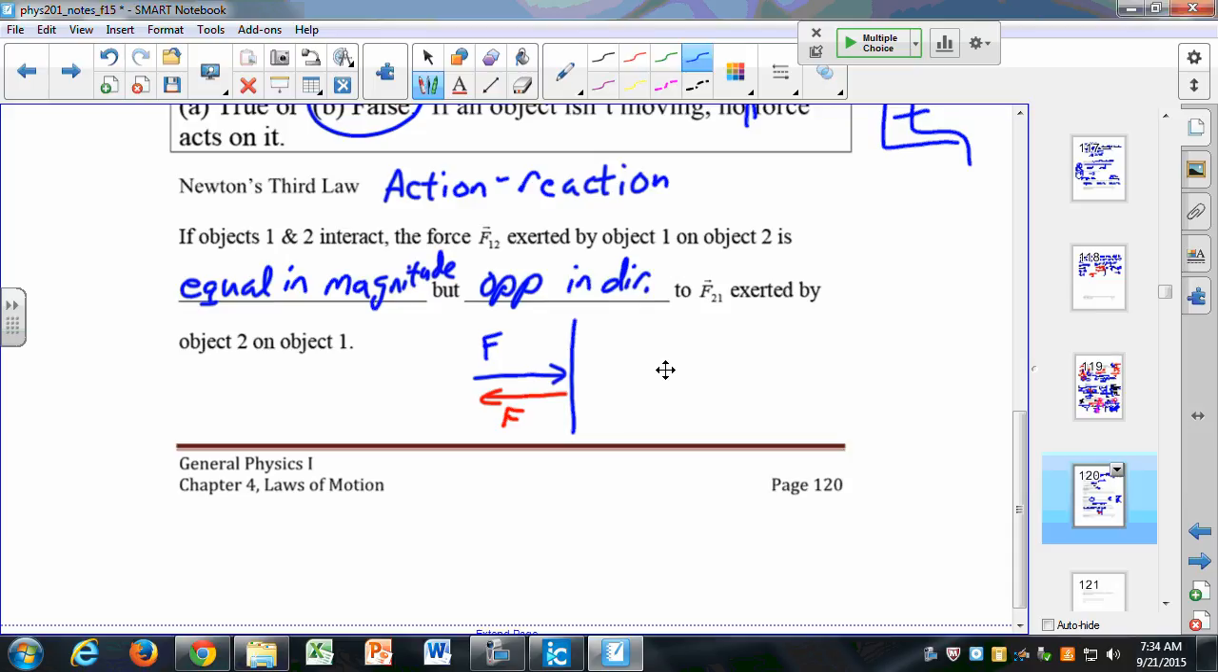So we would call this then the force of object 1 on object 2. Like if I'm pushing on the wall, where object 1 is my hand, object 2 is the wall, and then this would be the force on object 2 due to object 1. That is just the object pushing back on us.